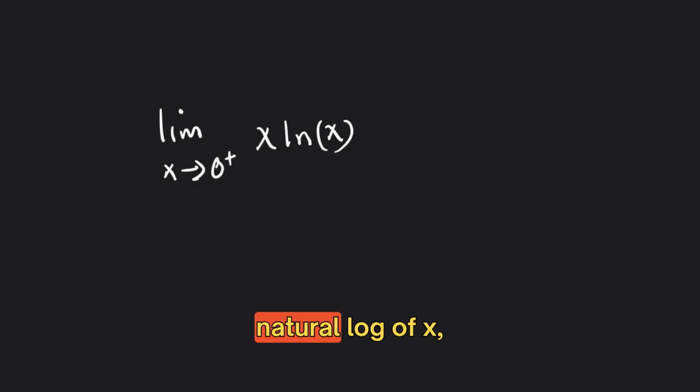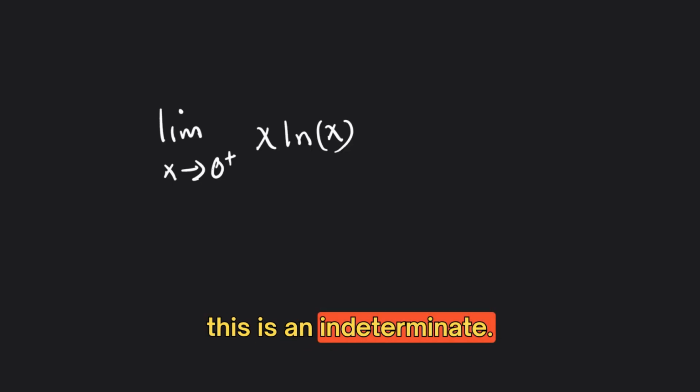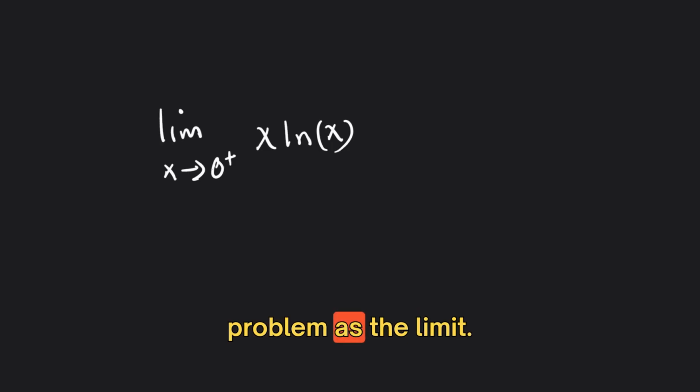Now the limit of x natural log of x as x approaches 0 from the right. You can see that as x goes to 0, we have 0 times natural log of 0, which is undefined, right? So this is an indeterminate form. So we can write this problem as a limit.